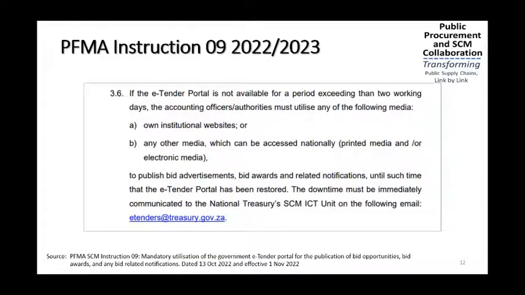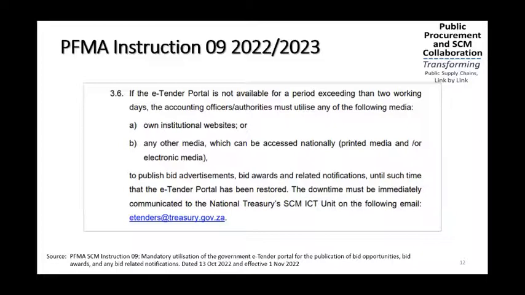My question when I saw this one, colleagues, again, I'm thinking to myself, newspapers are expensive. So we advertise this thing in the Sunday Times, and now the eTender portal is not available. We then choose to advertise only on the website, not in the Sunday newspaper. Will that still be acceptable for AG, or what would the case be? So then we'll advertise in those to publish the advertisement, the bid award, any related notification until such time that the eTender portal has been restored.